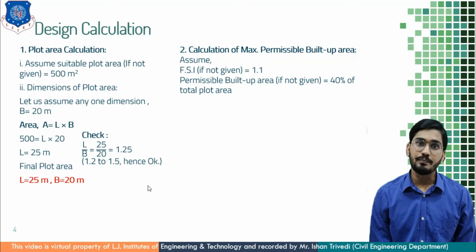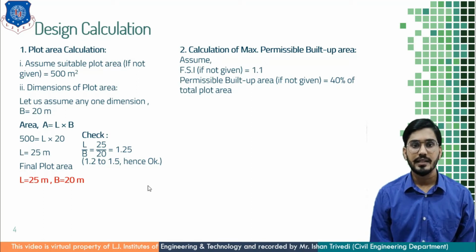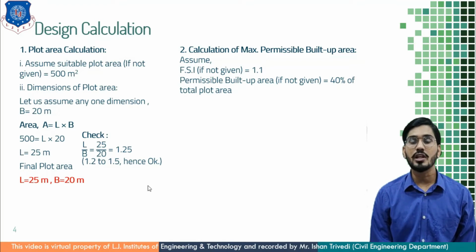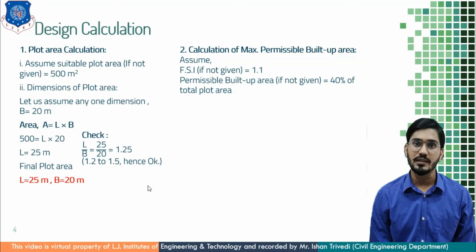Then next is permissible built up area. Again, if not given, then assume. Here I am taking 40% of total plot area. So at ground floor, I am going to construct 40% of total plot area, and the rest of the space I will keep open.